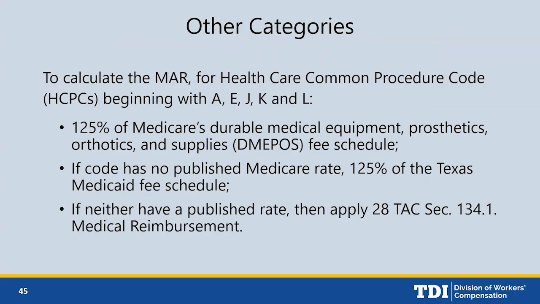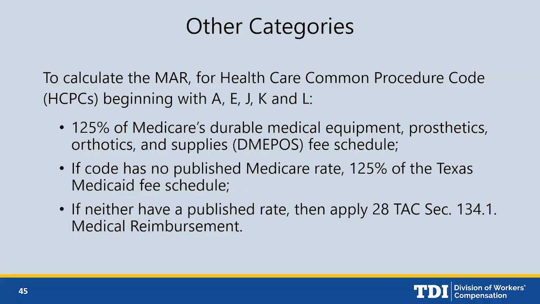Let's talk about other categories now. In 134.203, there's a section that talks about your alphanumeric type charges, your A, E, J, K, and L type HCPCS codes. It has a clause in there that says you're going to get 125% of Medicare's durable medical equipment, prosthetics, orthotics, and supplies, the DMEPOS fee schedule. If Medicare has a value for it, we're going to pay you 1.25 of that amount. So you can multiply times 125%, finding the DMEPOS fee schedule.